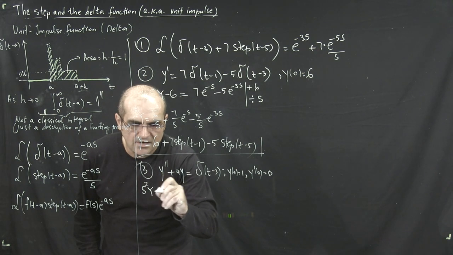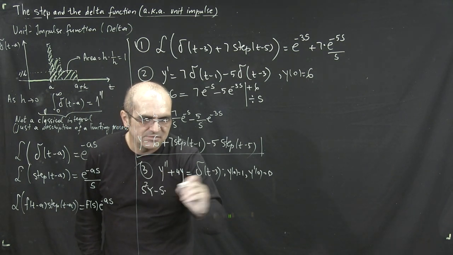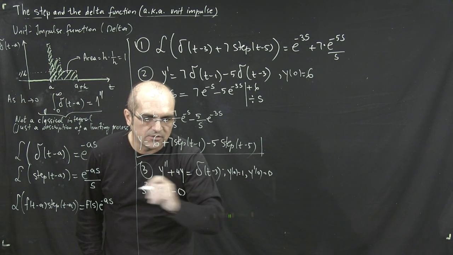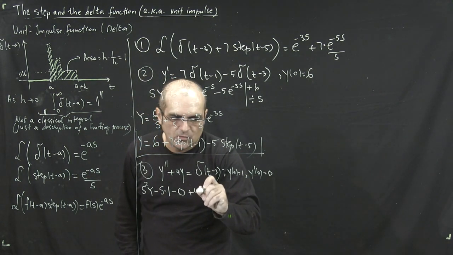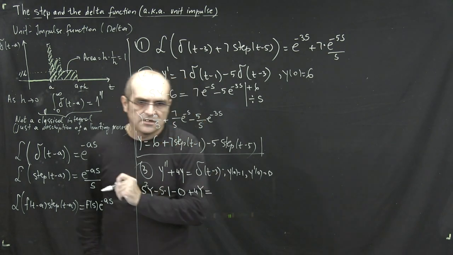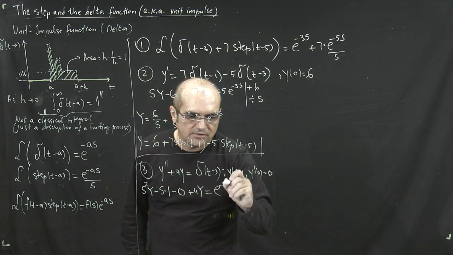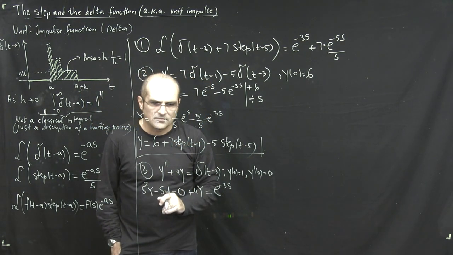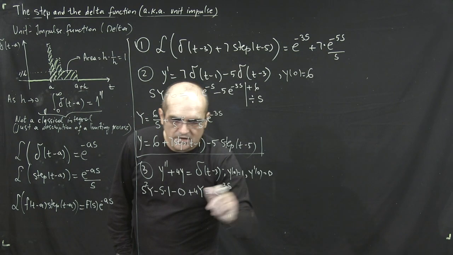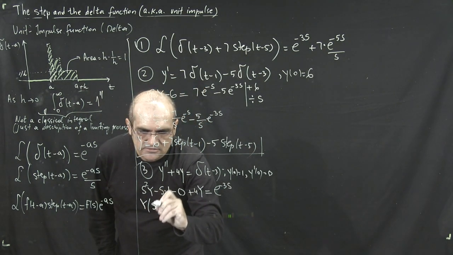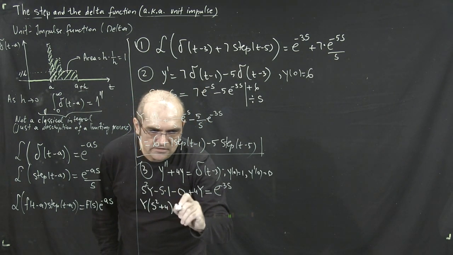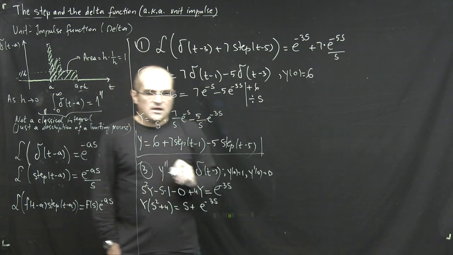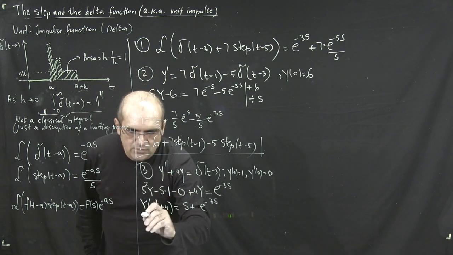S squared big Y minus s times y of 0, which is 1, minus y prime of 0, which is 0. Then plus 4 big Y equals e to the minus 3s. And that's it, not over s, right? Because that's the delta function. Move s over and pull out Y. So Y times s squared plus 4 equals s plus e to the minus 3s. And divide by s squared plus 4.